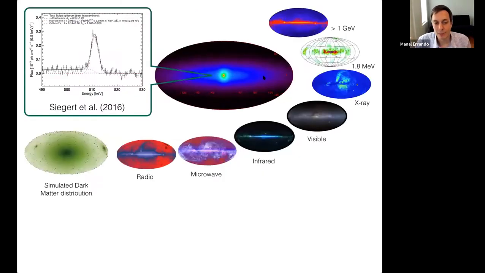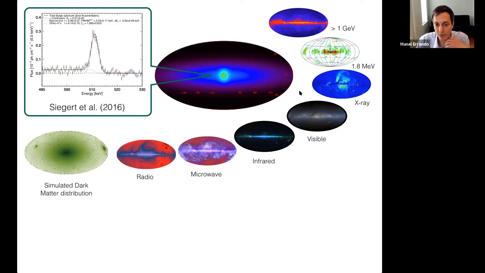So typically, when astronomers look at something in the sky and we don't know where it's coming from, so if this is basically a map of the positrons in our galaxy, and we don't know where these positrons are being created, what's the source of these positrons, what we would do is compare it with the maps of things that we know.